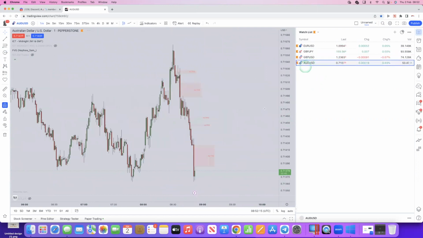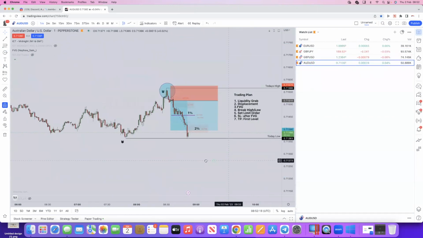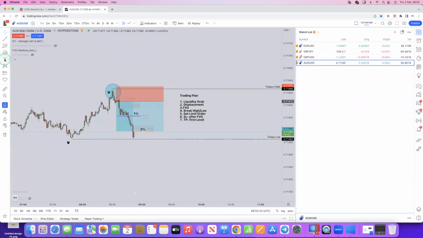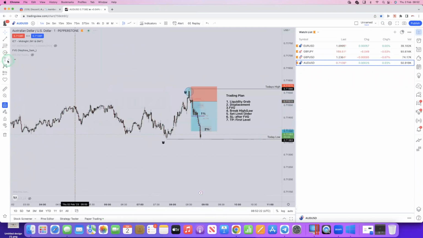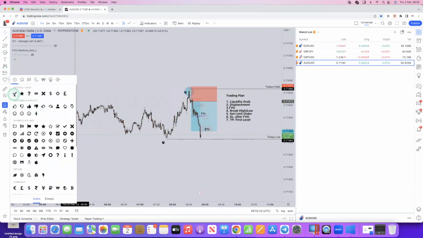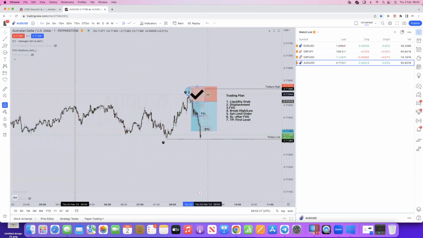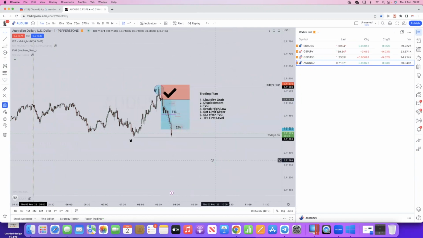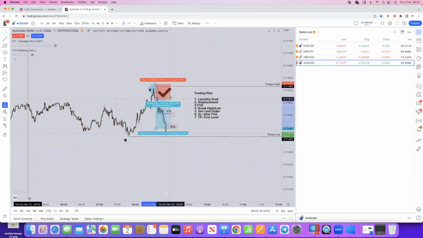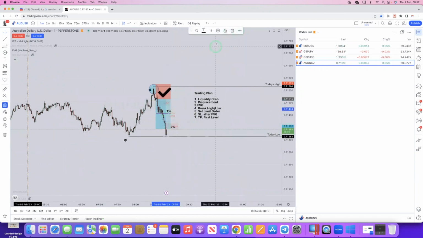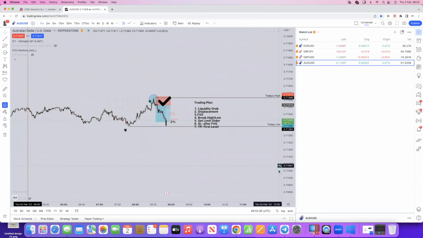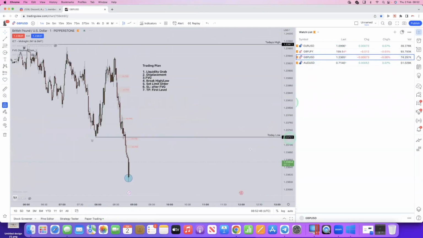So we are expecting volatility. There's the 2% made on this here. That would have been a winning trade. Okay, I'm just going to get rid of this here and this here. So that's a winning trade there, the GBP USD.